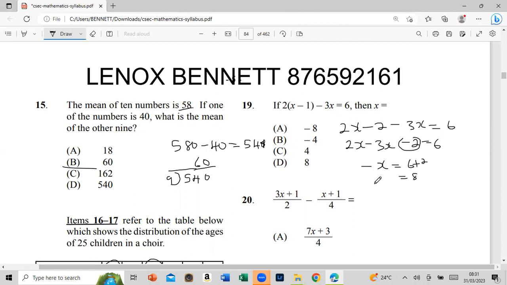But remember, this is minus x, so we divide by negative 1. So our answer would be negative 8. Try this one for yourself.